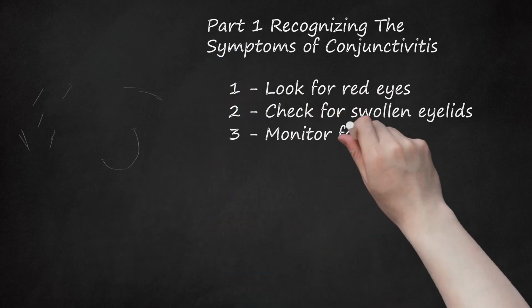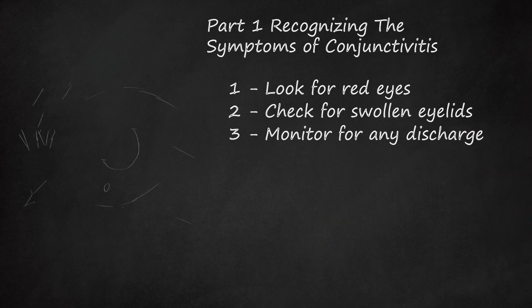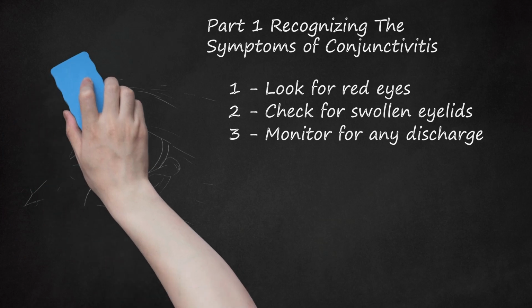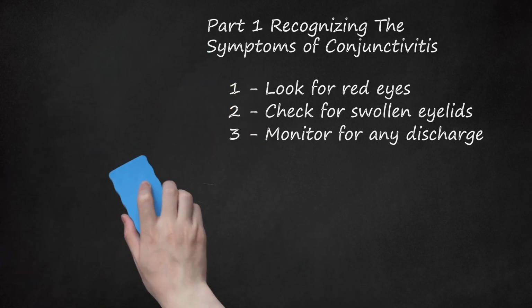3. Monitor for any discharge. Another symptom of conjunctivitis is a discharge from the eye. This discharge may appear in different ways. Because of the discharge, the eye may have crust around it or stick together completely. It may be clear, which leads to dampness around the eyes. The discharge may contain mucus or pus. This may be yellow, green, or a thick, tacky, and glue-like substance coming from the eye.